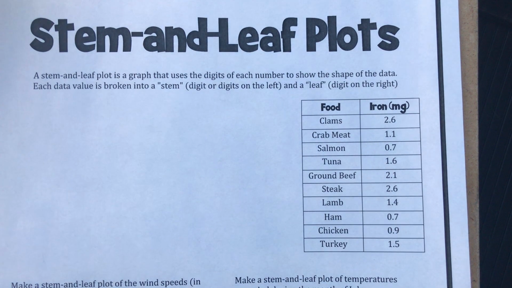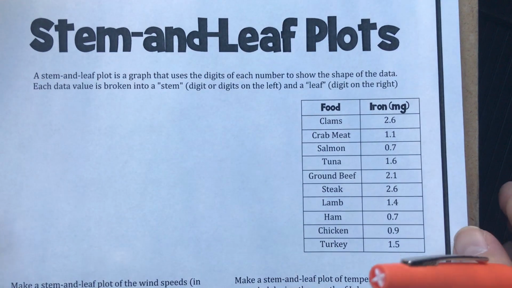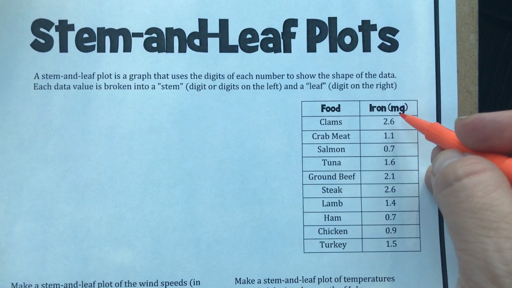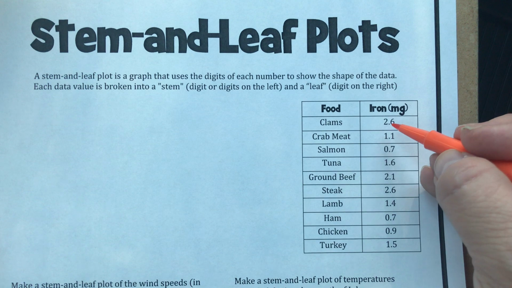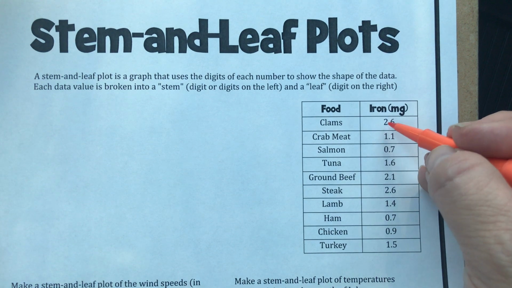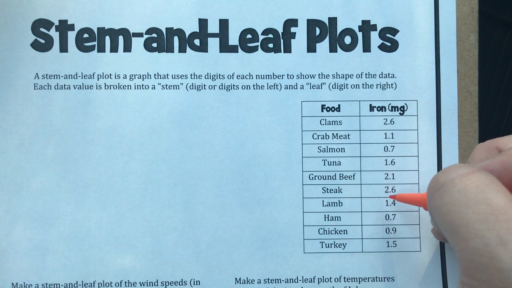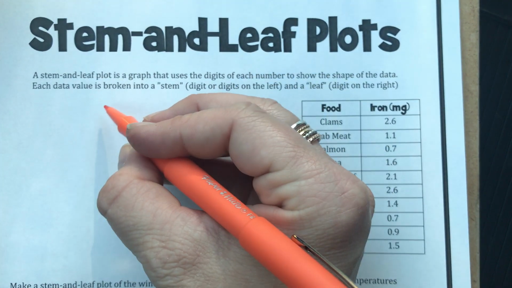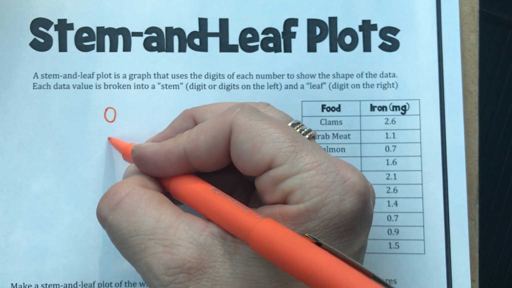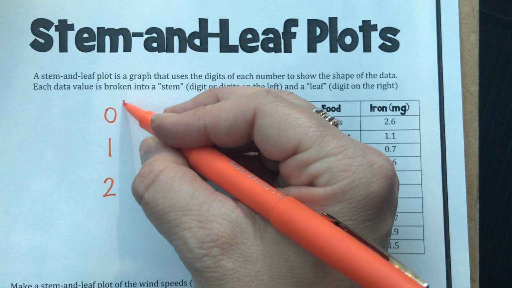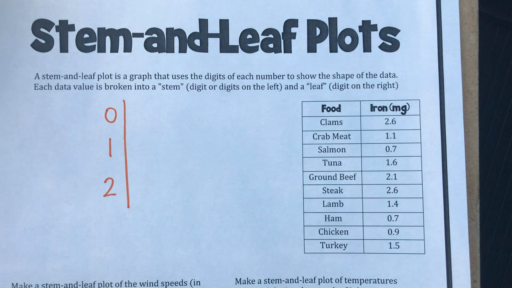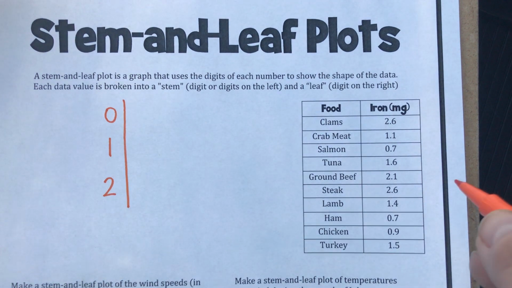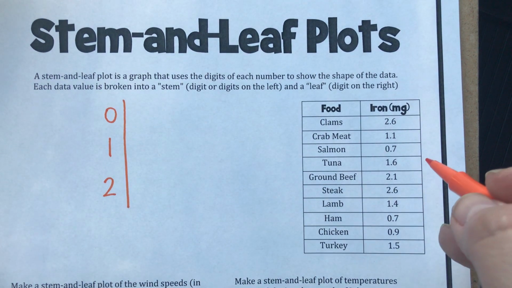I feel like I just said digits 1,000 times. Okay, so these are the amount of iron. This table is showing us how much iron is in different foods. So look at the first digits. I have 2s, I have 1s, and I have 0s. So my stem is going to be 0, 1, and 2. Now I'm going to put each number with its correct stem.